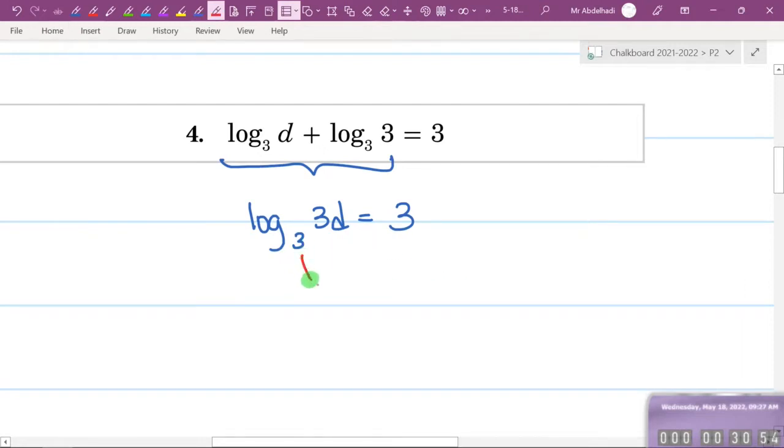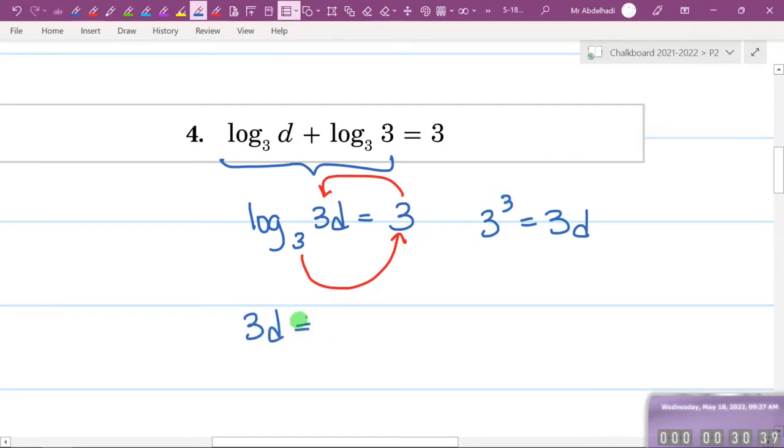I can go from this to the power of this has to equal that. So 3 to the 3rd power has to equal 3d. 3 cubed equals 3d. I'm going to flip that around. So 3d equals, and then 3 to the 3rd power is 27. And I can just divide both sides by 3 and I'm done. I get d equals 9.